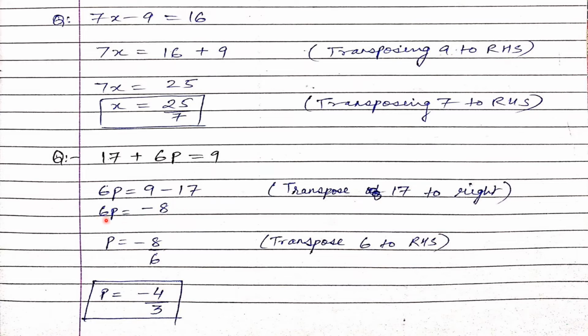So to find the value of the variable, the only thing extra over here is this 6, which is getting multiplied over here. And when it crosses the border, it comes in division. So the answer is minus 8 upon 6. And as we can see, this is not the final fraction, so we can simplify it. It becomes minus 4 upon 3.